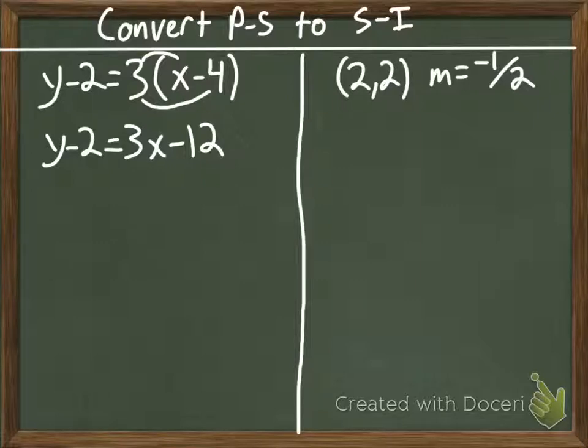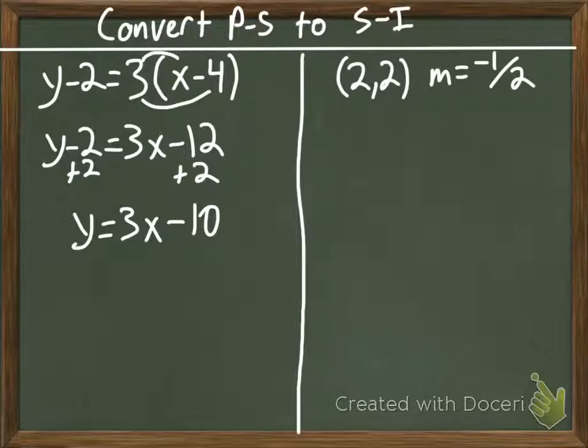Alright, now we have our x and our slope together. We have this, which looks like an intercept, but we have an issue here with this y minus 2. So we need to get y by itself, so we need to add 2, and we get y equals 3x minus 10. And now it's in slope intercept form.